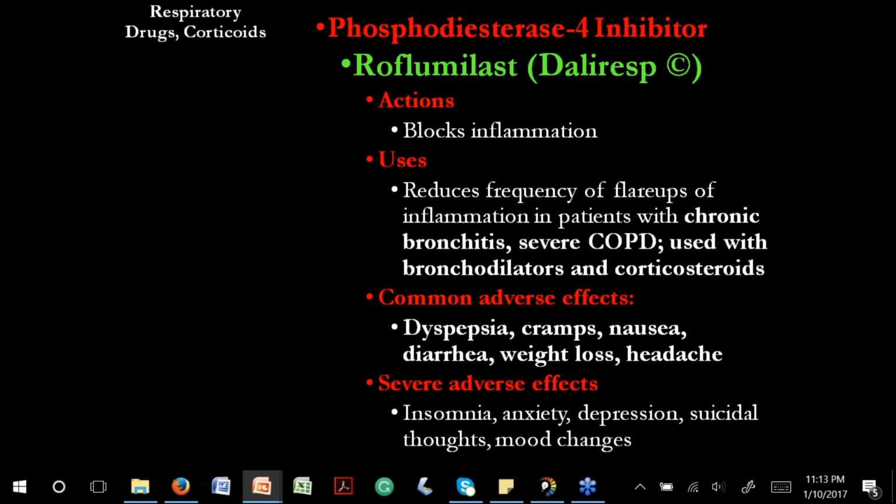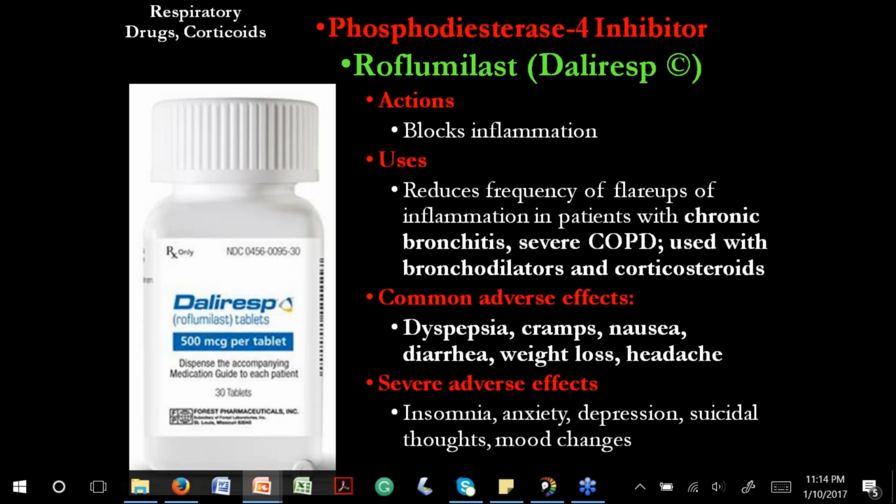Phosphodiesterase inhibitors produce bronchodilation, like roflumilast. Okay, so the side effects are nausea, vomiting, diarrhea. They are not going to ask you that, because these latest medications have fewer side effects.